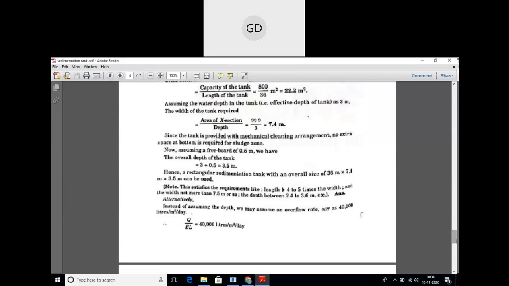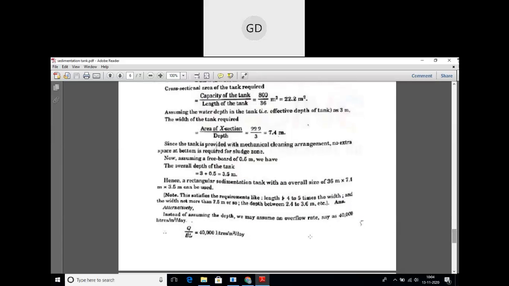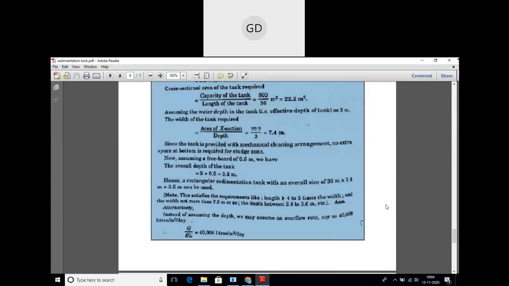Clear? So now some more part is there. Now you have found out the length, width, and depth of the tank.